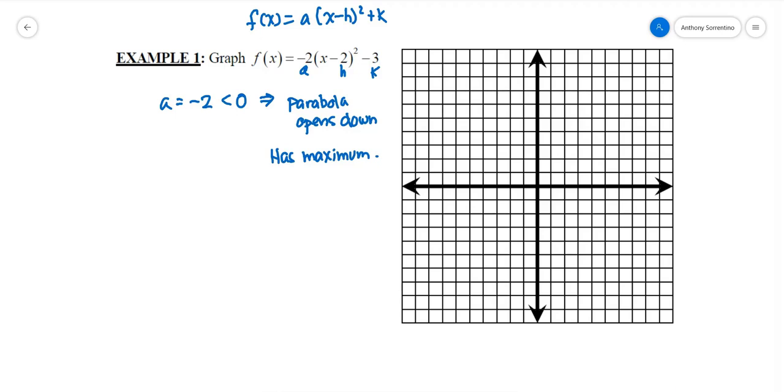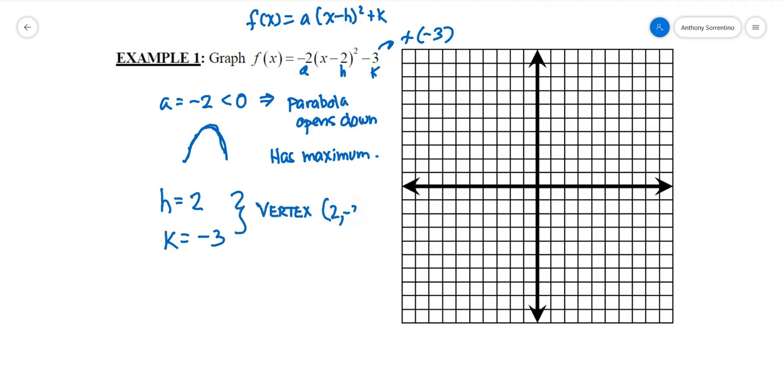So, I know the general shape. The shape's going to look like this in general. I know that h, following the structure, is 2. K is -3 because the k should be added. So this -3 here is like having a plus -3. So that's what k has to be. So that means that my vertex is at 2, -3. Now on my graph, I have some information, and I also know my axis of symmetry is at x equals 2.